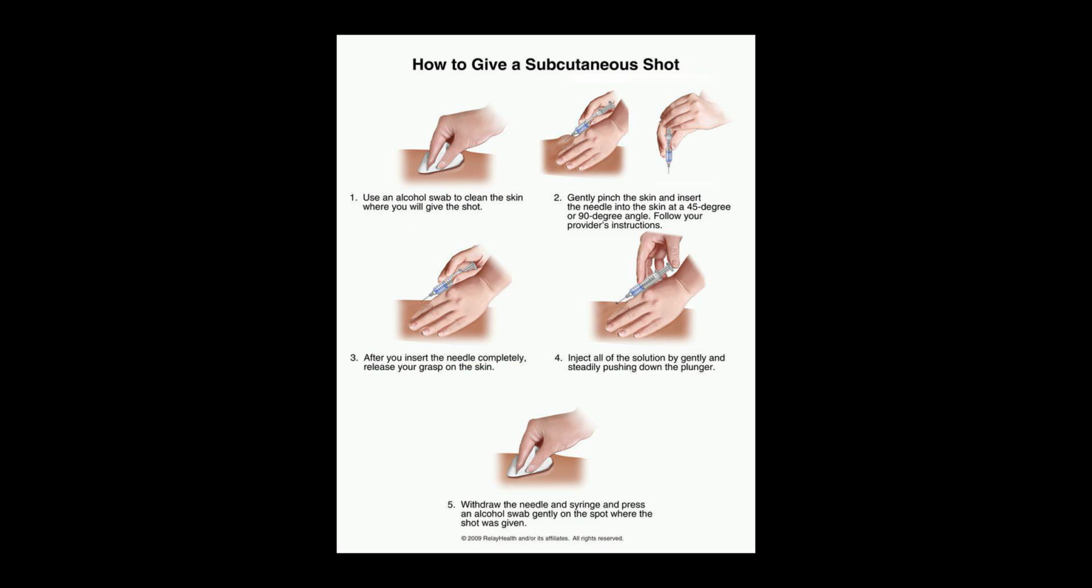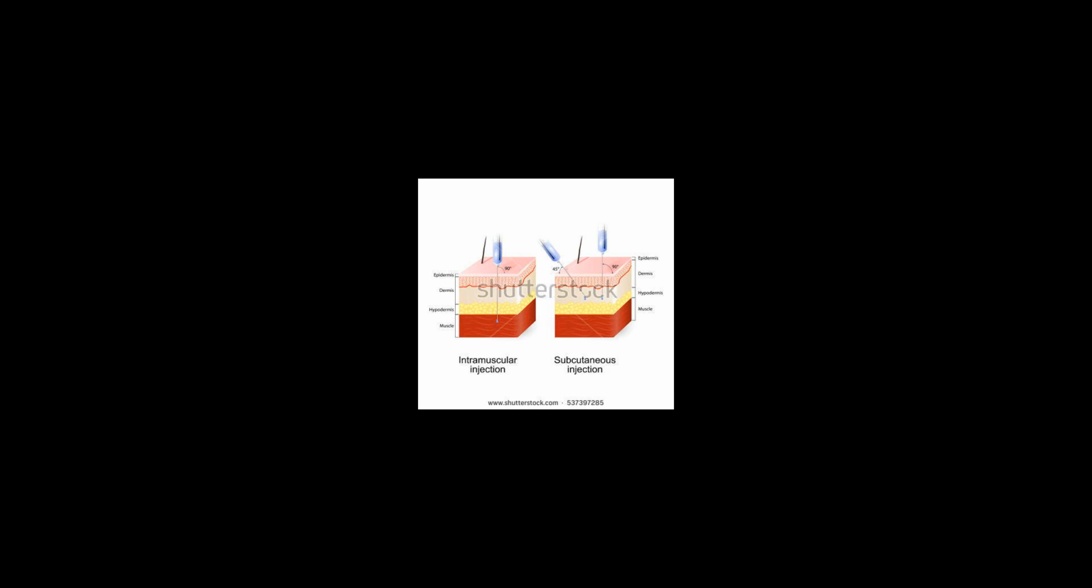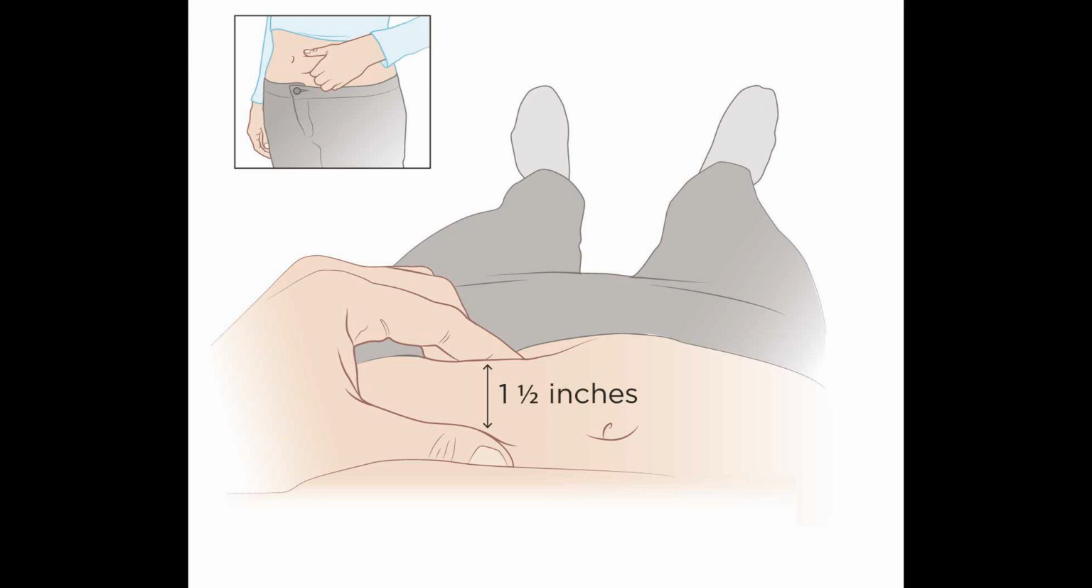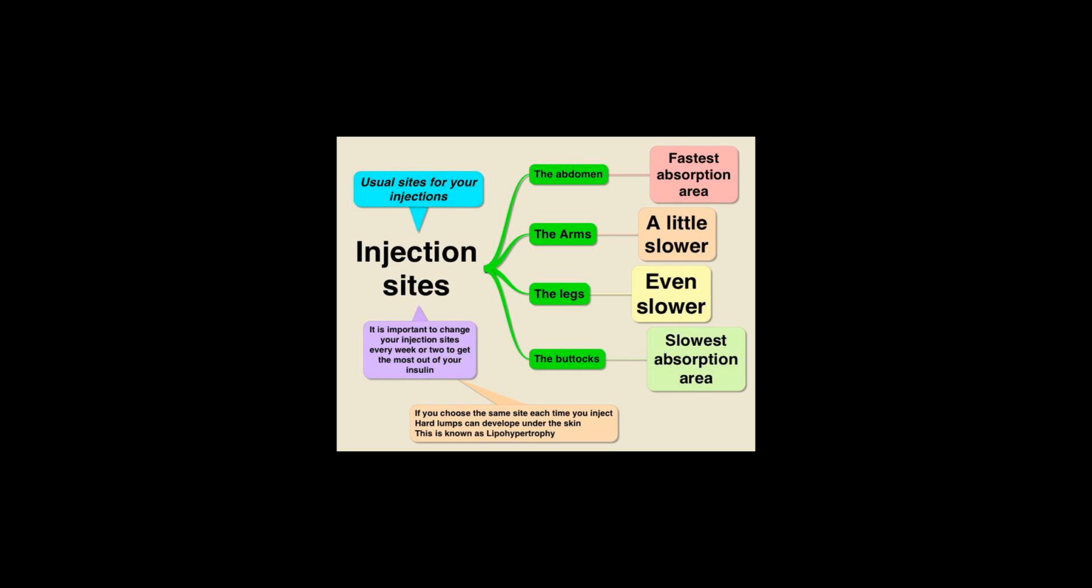The front of the thigh, midway to the outer side, 4 inches below the top of the thigh to 4 inches above the knee. This has a slower rate of absorption than the upper arm. The upper back, or the upper area of the buttock, just behind the hip bone. This has the slowest rate of absorption among the sites.